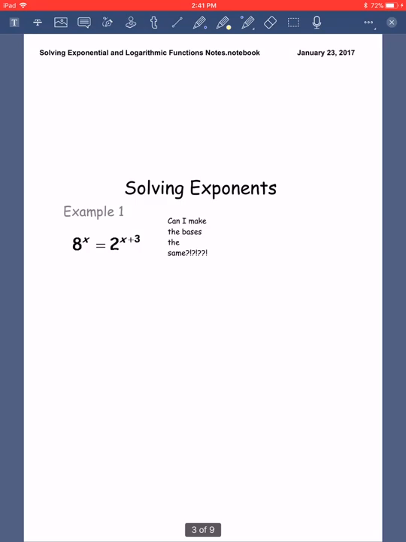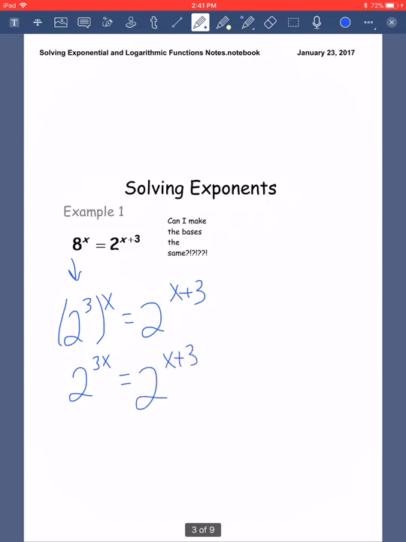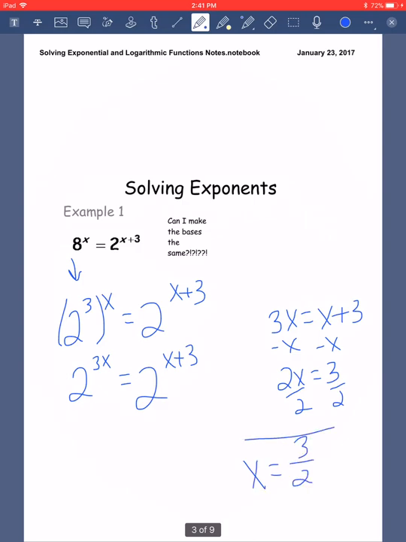Now, if I don't have the same bases, then I'm going to try to get the same bases, which we've done before as well. So 8 to the x power equals 2 to the x plus 3. I can rewrite 8 to be 2 cubed, and that's to the x power equals 2 to the x plus 3. So this is 2 to the 3x equals 2 to the x plus 3. My bases are both 2 now, so I can drop them and say that 3x equals x plus 3. Let's subtract x. I get 2x equals 3 and divide by 2. So I get that x equals 3 halves.